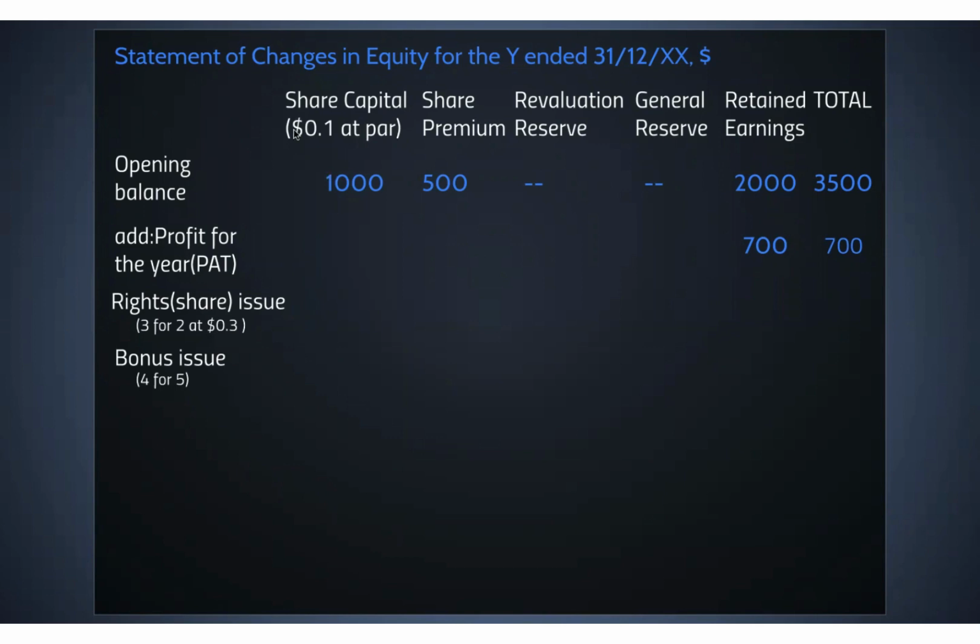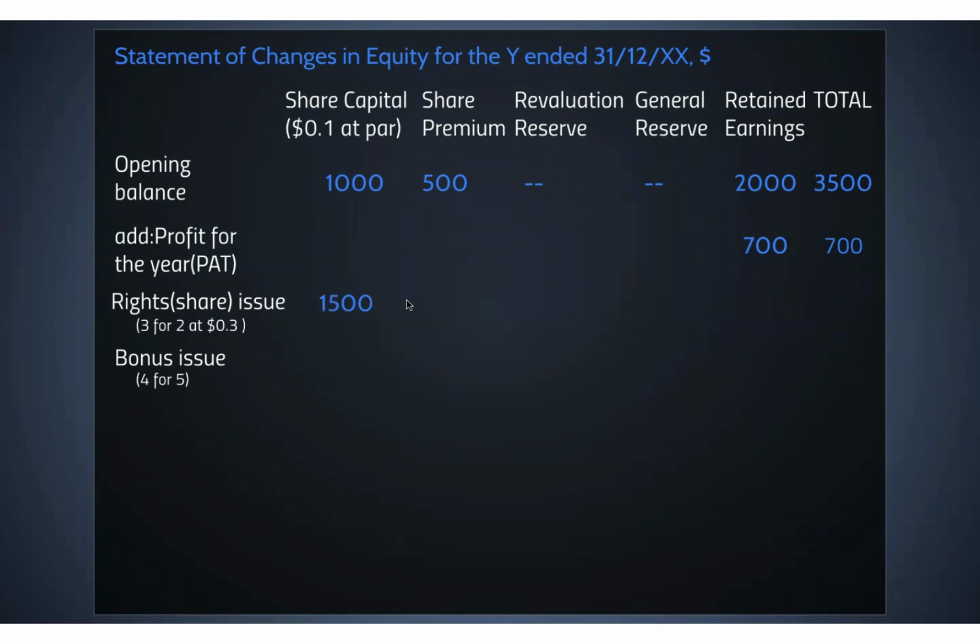1,000 divided by the nominal value gives 10,000 shares. So for each existing 2 shares, the company issues 3 new. So the company issues 15,000 new shares with a nominal value of 10 cents, but receives 30 cents for each issued share. So share capital would increase by 1,500. This is 15,000 shares at par value.